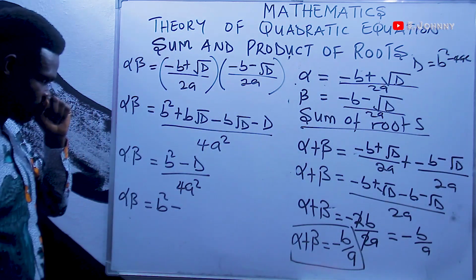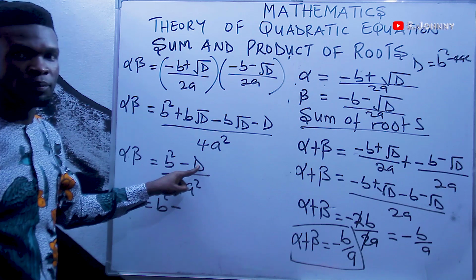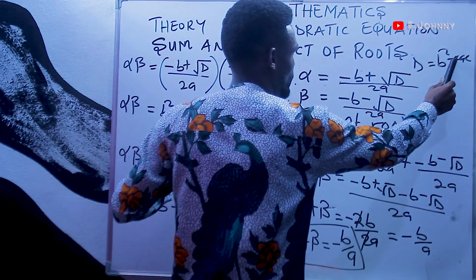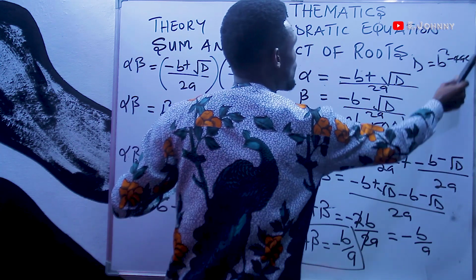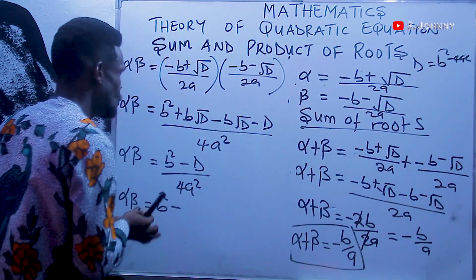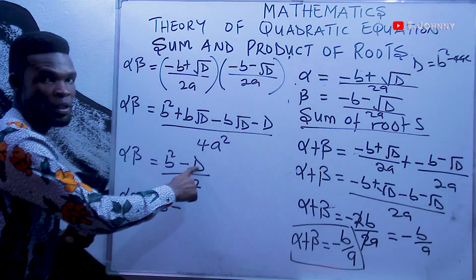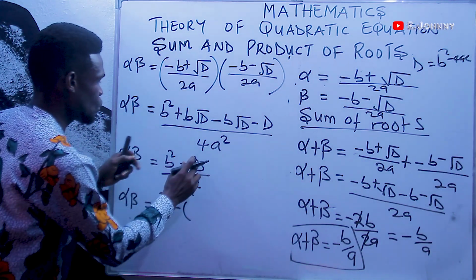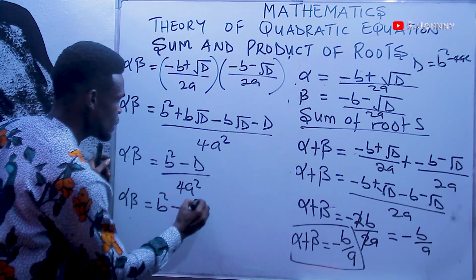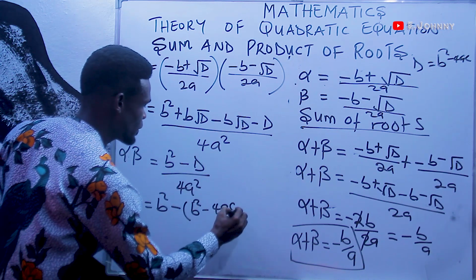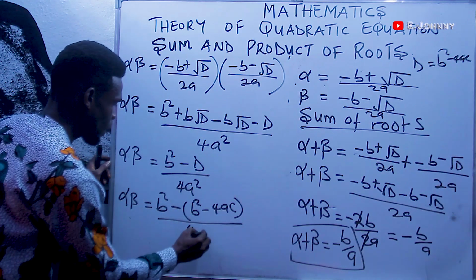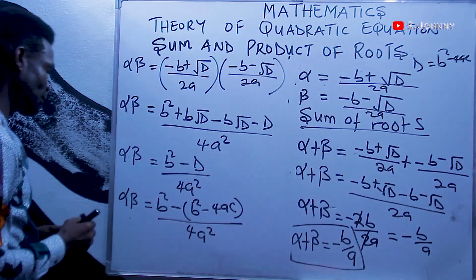So now that I have d here, I'm going to bring in the value of d, which is b squared minus 4ac. So carry b squared minus 4ac and substitute in the place of d. I'm opening a bracket because it's more than one thing. So d here is b squared minus 4ac, everything then divided by 4a squared.